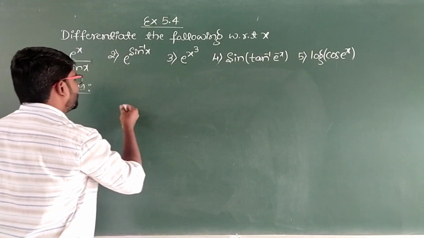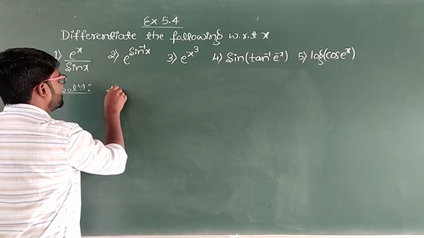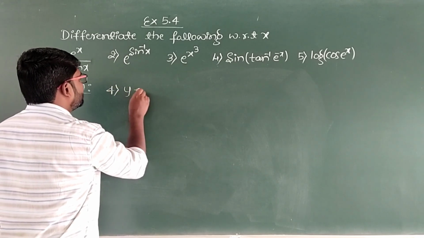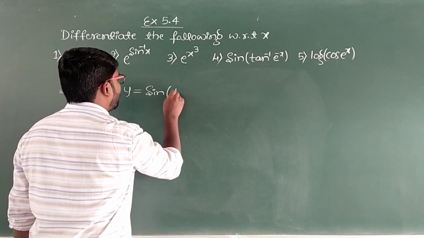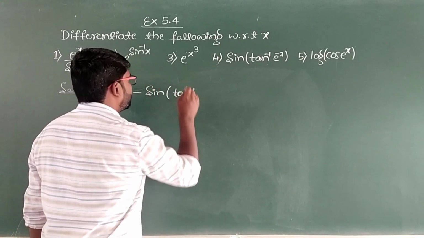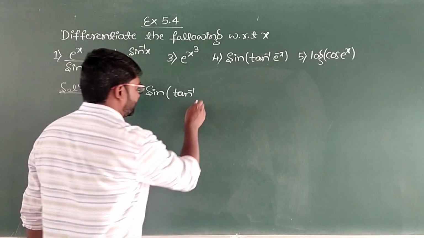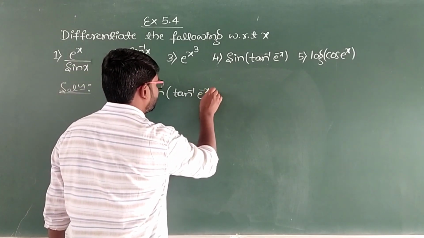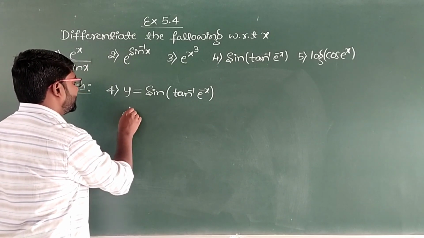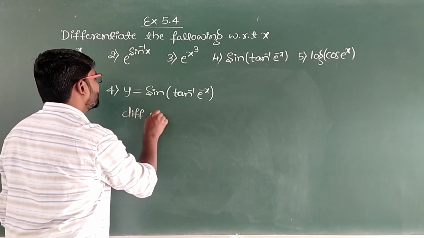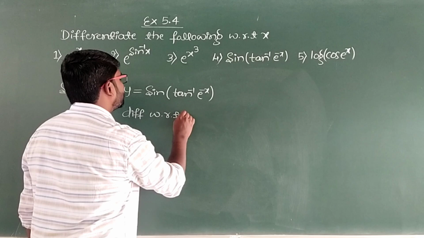Well, the question number 4, it is y which is equals to sine in the bracket tan inverse e power minus x. Tan inverse e power minus x. Differentiate both the sides with respect to x now. Differentiate with respect to x.